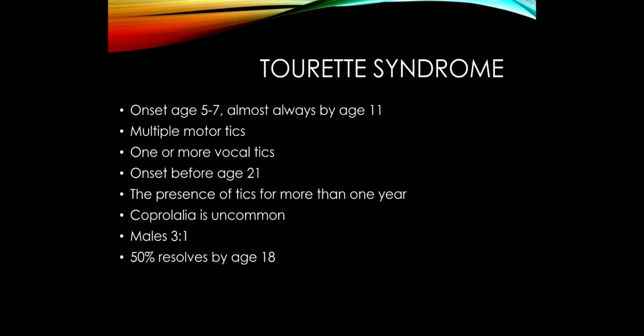It should almost always start before age 21. If it's after that, then it's something else, almost certainly. And the next one's very important here. The tics need to have been present for more than 1 year. Benign childhood tic disorder is very, very common, and this goes away within about 6 months. So 2 of our kids had tics, but they went away. You don't diagnose Tourette's in children that have tics unless they've been present for a year and unless they have the other clinical features.